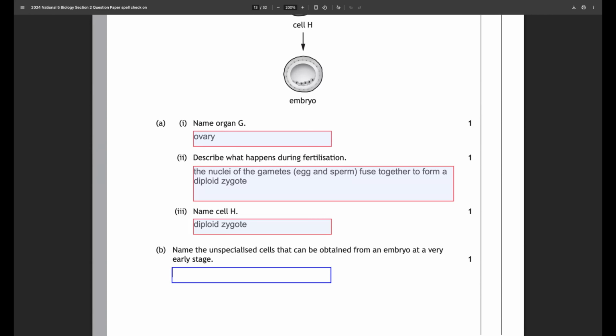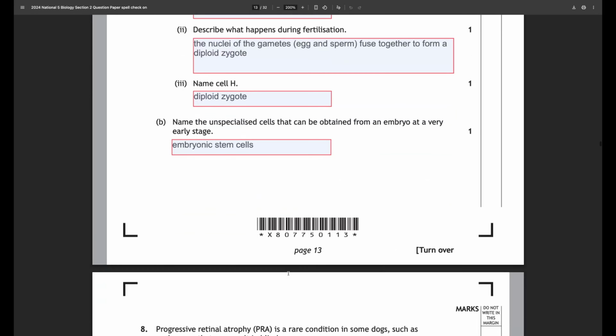Part B, name the unspecialized cells that can be obtained from an embryo at the very early stage. So the cells that we can obtain from an embryo are the embryonic stem cells, okay? It's the stem cells that get you the mark here. Embryonic is just for a bit of flourish in your answer, but yeah, stem cells is all we need to put.